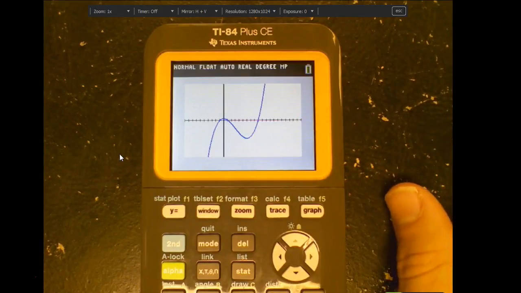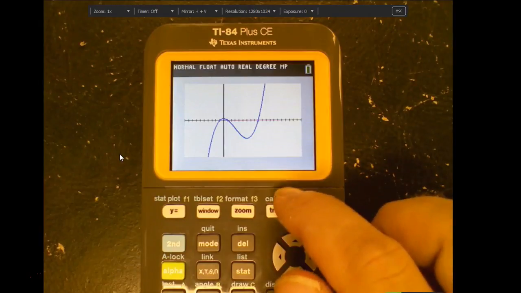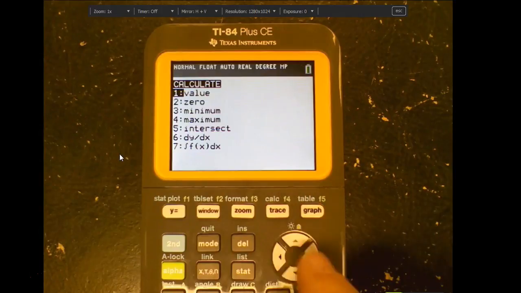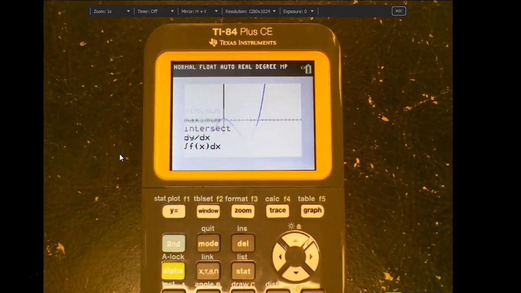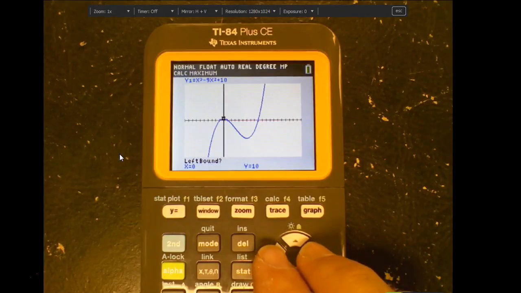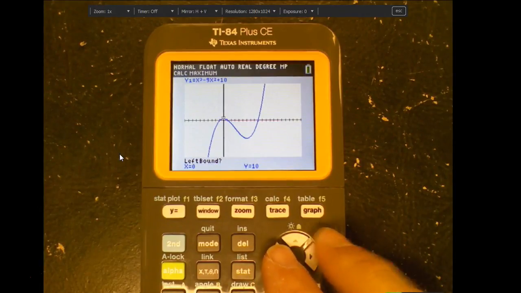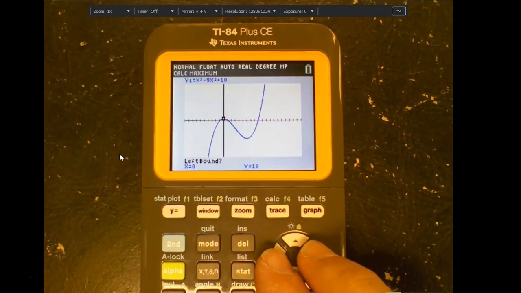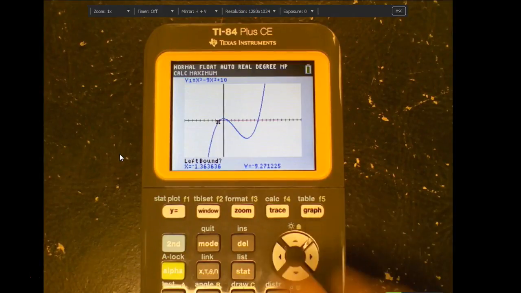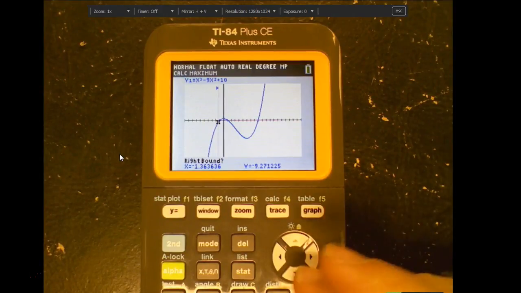And if I want to identify what those values are, under calc is where you get most of the cool features for graph stuff. So I'm going to hit second calc. And for the first one, I'm going to choose maximum. I'm going to hit max because I can tell just by looking at the graph that I have a maximum in this area. My calculator is going to ask me a couple questions. I need to sort of zero in on this portion of the graph. So it's going to ask me to establish a left boundary. I'm going to go to the left a couple times and hit enter. And now it wants a right boundary.